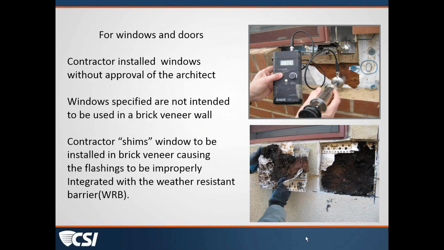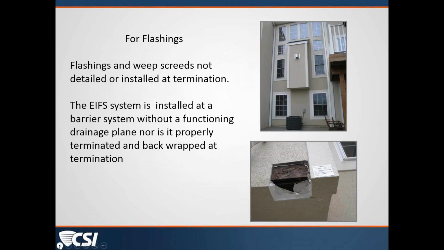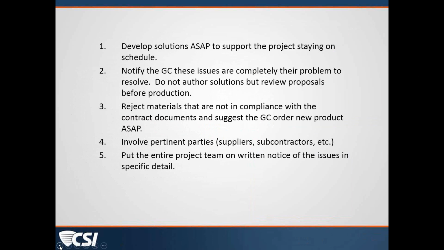And if we go to the next slide, for the cladding itself on the building, the flashings weren't installed at intersections of panel cladding and trim. The panels themselves were not attached per the manufacturer's requirements, and all of this resulted in improper drainage being provided for behind the panels. So those are three locations of details of terminations, overlaps, etc., that in this project were not properly handled. So Matthew, if we go backwards to the possible solutions, well, there we go. That may make a little more sense now.